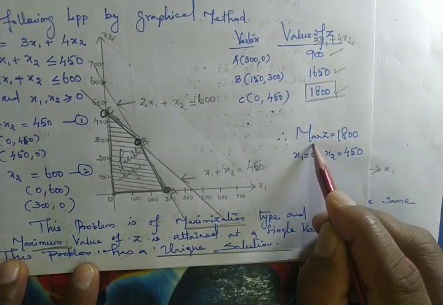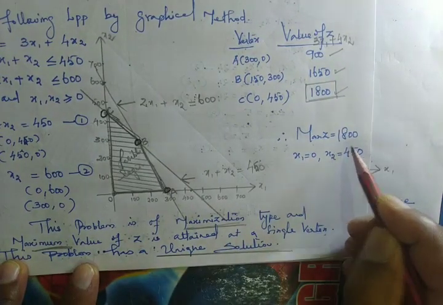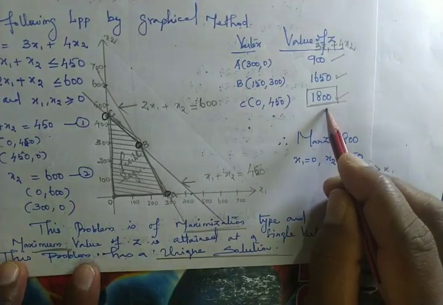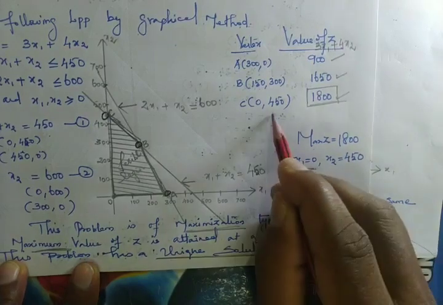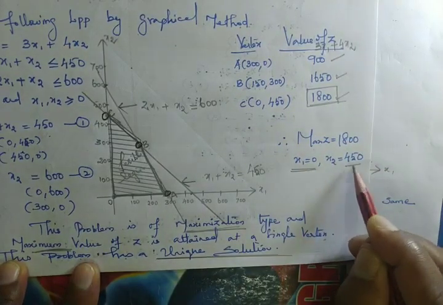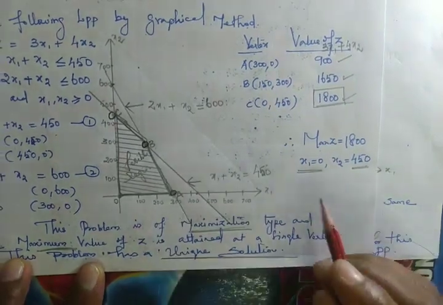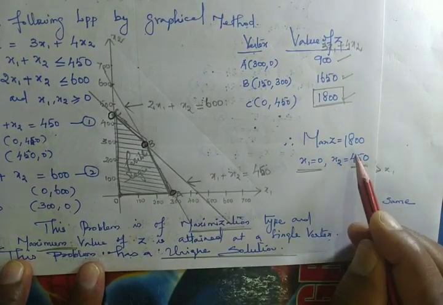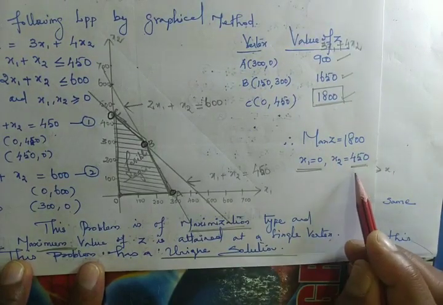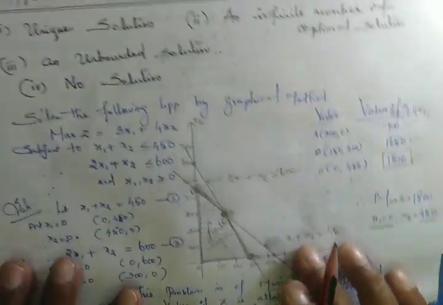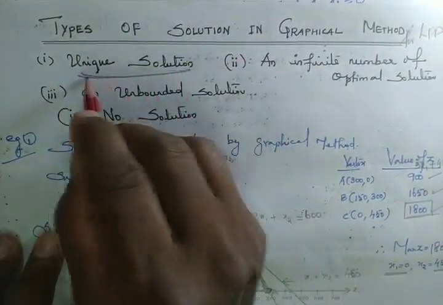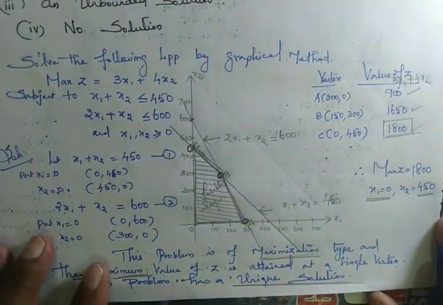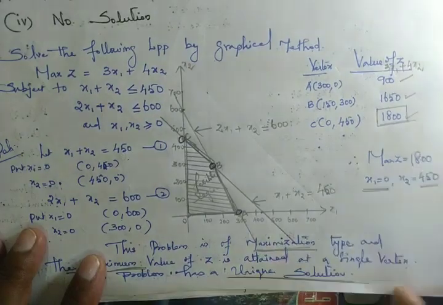That's the reason the maximum of z is 1800. To attain this 1800, here that c whose x1 is 0, and the corresponding x2 value comes 450. So this is the first graphical problem. The maximum of z is 1800 and x1 equal to 0, x2 equal to 450. This is the example for the first type of solution, a unique solution, because only one vertex gives the maximum value. Single vertex gives the maximum value.